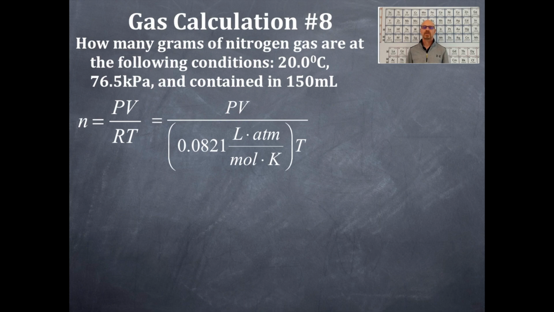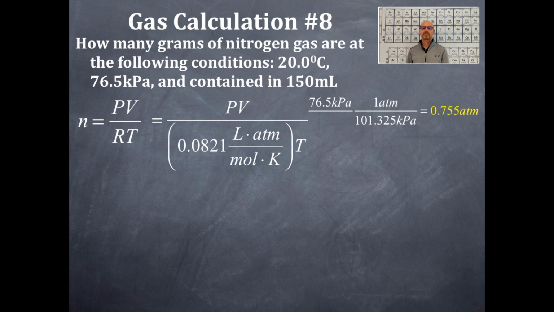So I need to convert my pressure, the 76.5 kilopascals, into atmospheres. So let's do that first. 76.5 kilopascals, and I'm going to multiply and divide by that unit conversion, that is times 1 atmosphere, divided by 101.325 kilopascals, and I got the same number of significant figures that I had in the original pressure. That is 3 significant figures, and that answer is 0.755 atmospheres.